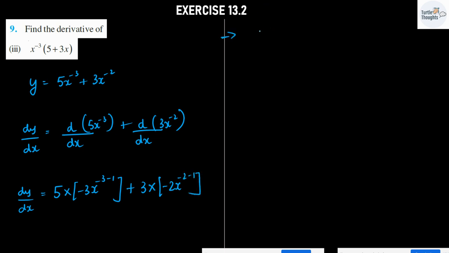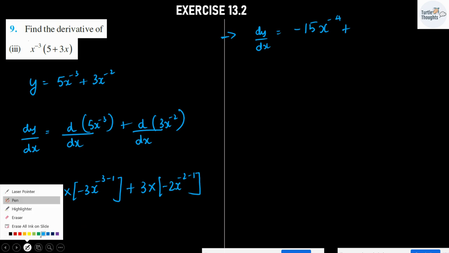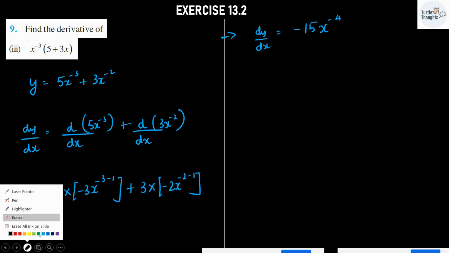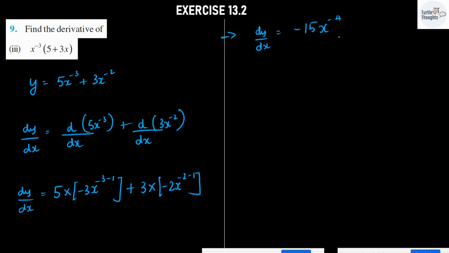I will be getting my answer as dy by dx, which is going to be equal to minus 15x raised to the power minus 4 plus 3. This is going to be minus, minus into minus can be taken as minus itself, minus 6x raised to the power minus 3. Is this what you will be getting?